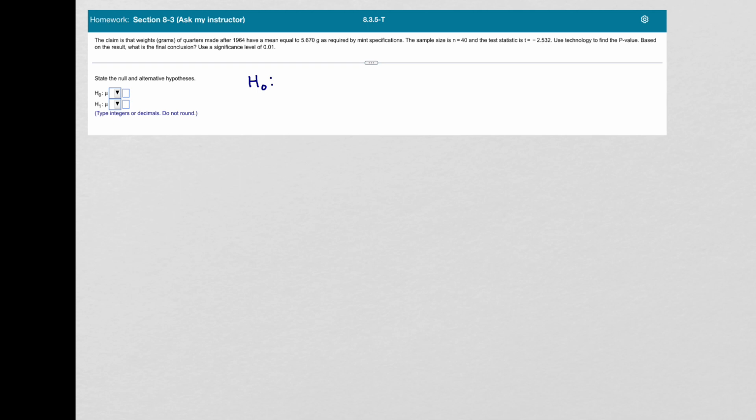So since our claim is that the mean is equal to 5.67, that's going to be my null hypothesis. And we want to keep in mind that this is the claim. That's going to be important at the end of the problem. And the alternative hypothesis, since we don't have an indication of greater than or less than, we're going to go with not equal to.